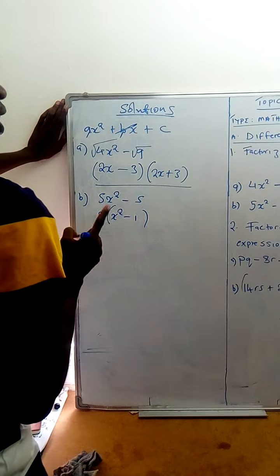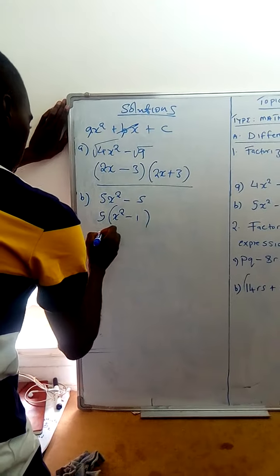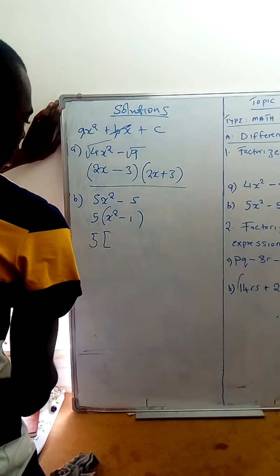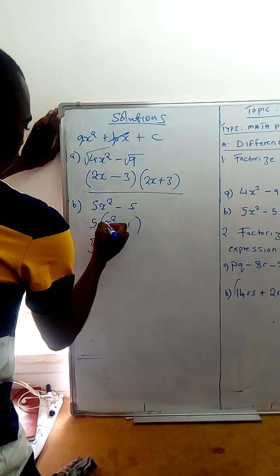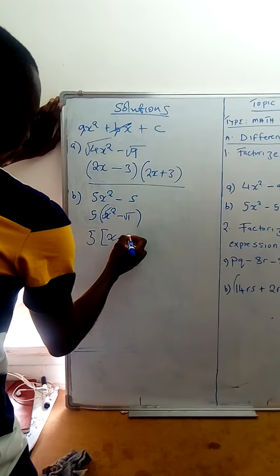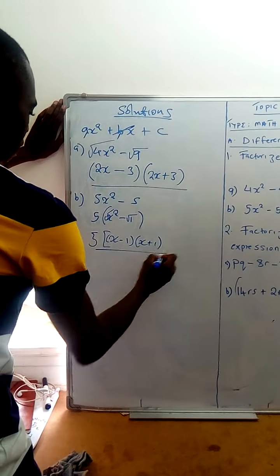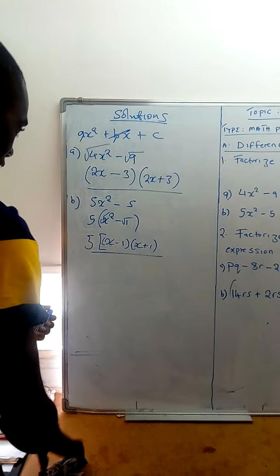But the question says factorize completely, and the expression inside the bracket is not complete. So you write 5, then open the parenthesis, and find the square root of x squared and the square root of 1. That will be x minus 1 in brackets, then the other one will be x plus 1 in brackets. And you have solved your answer completely.